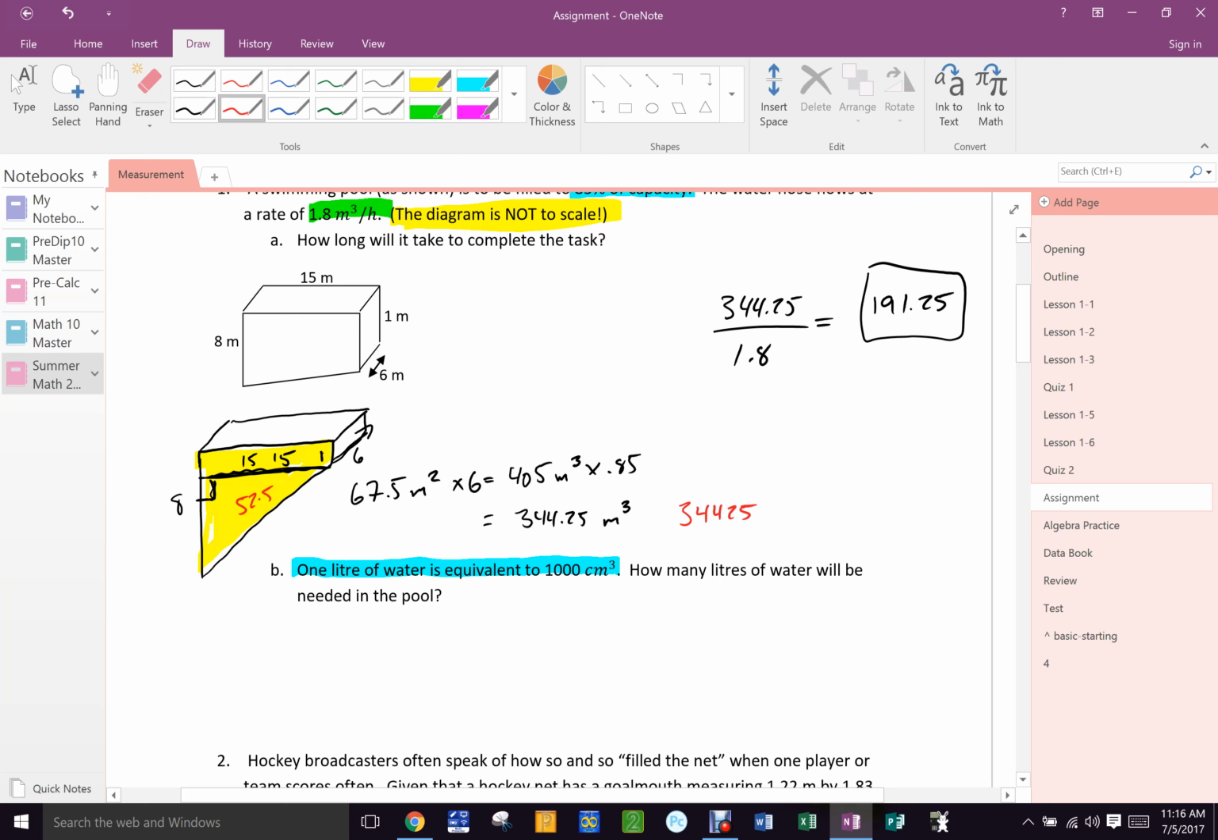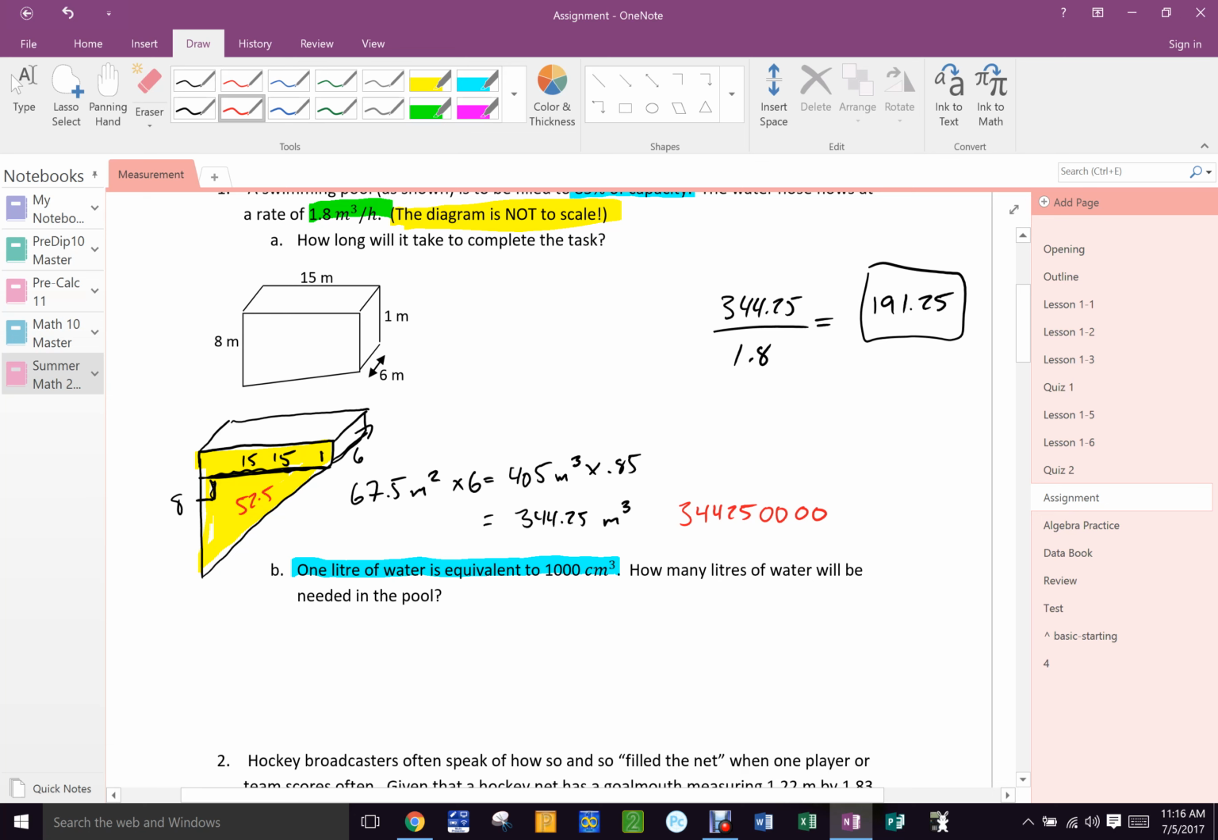Except we're doing volume, aren't we? So don't we have to convert 3 dimensions? So how many times do I have to multiply by 100? 3 times. So I got to multiply by 100 again. Then I got to multiply by 100 again. That's how many cubic centimeters there are.